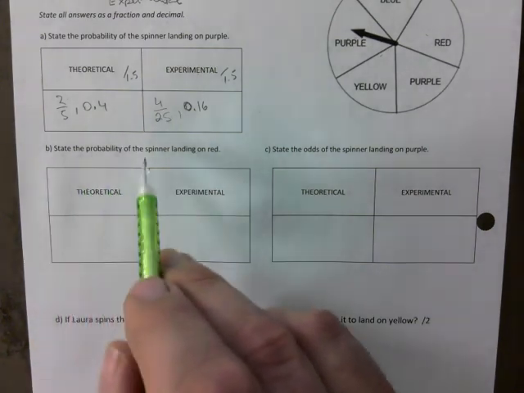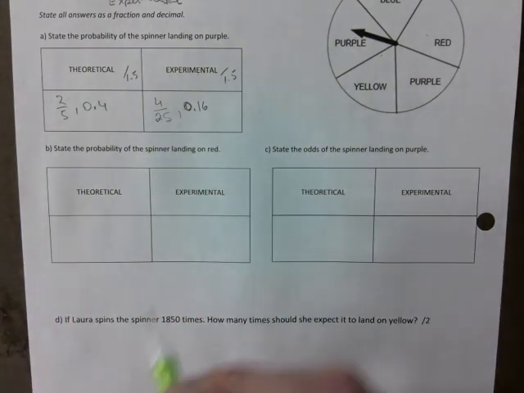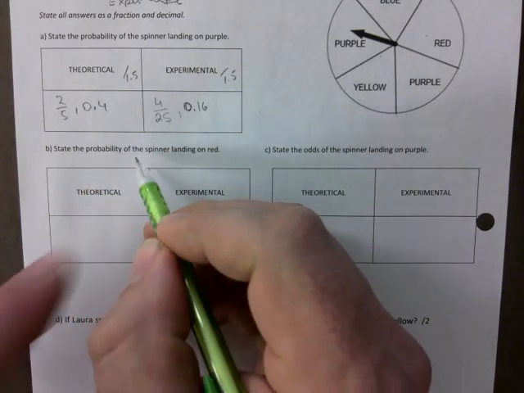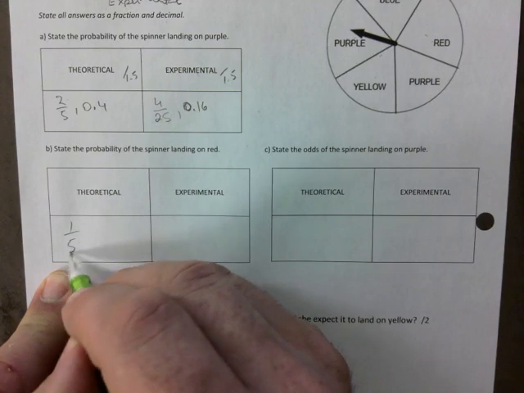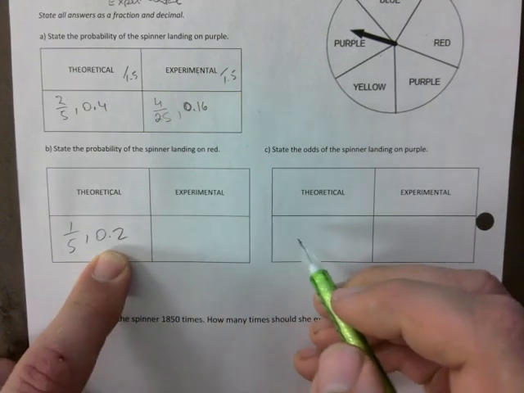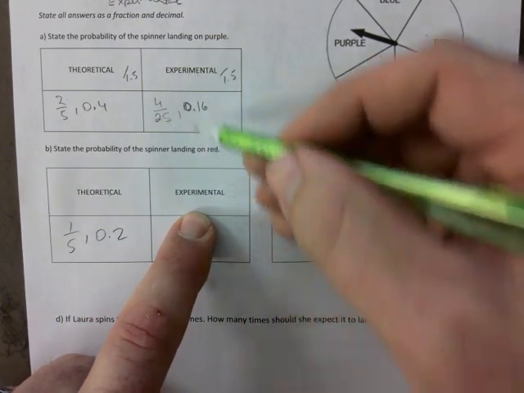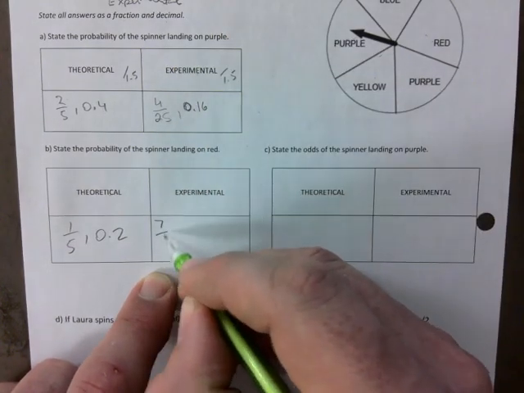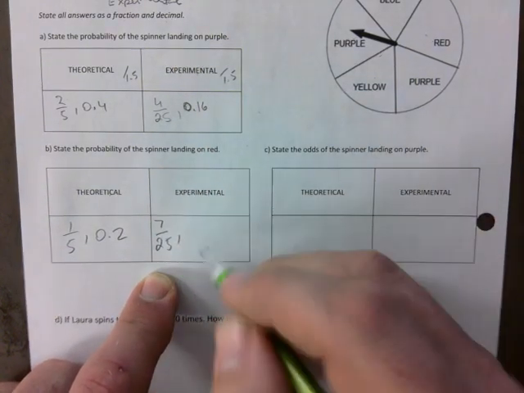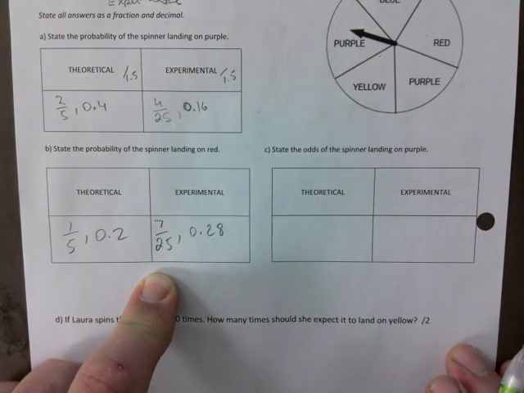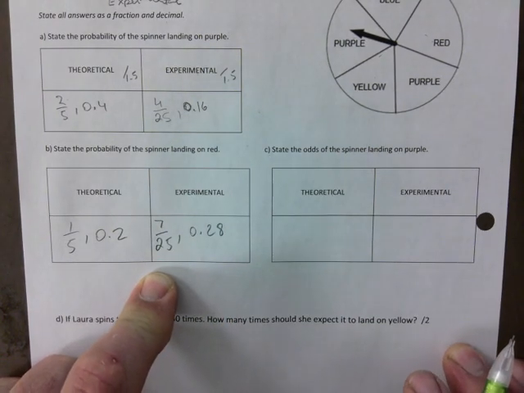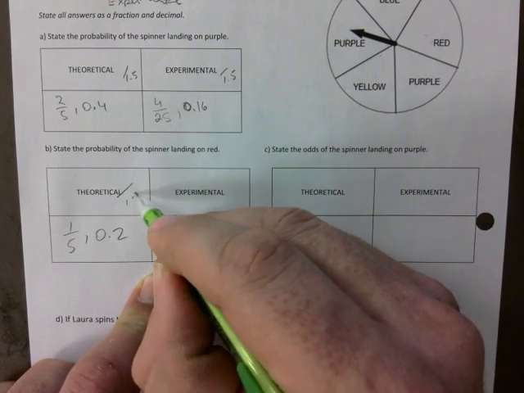Next, state the probability of the spinner landing on red. Probability, so it's either theoretical or experimental. For theoretical, we have 1 red section out of 5, that's 0.2. Experimental, 7 out of 25 trials. And that gives you 0.28, 28%. 1.5, 1.5, okay?